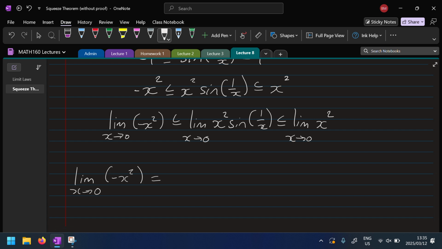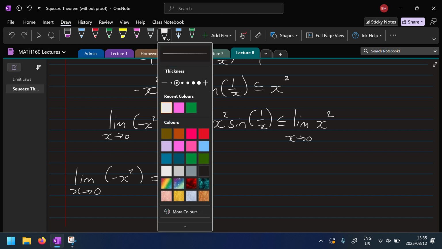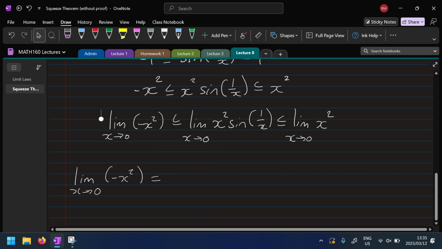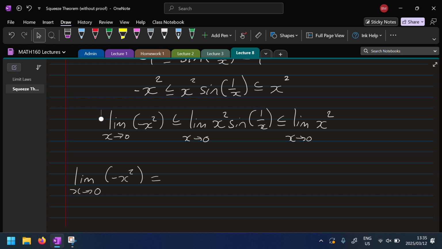So let's check. So we've got the limit as x goes to 0 of minus x squared. What's this going to be? Think of the picture. We're going to 0. What do we get? 0. Okay, if you're stuck, draw a picture if you need to. But if we got the parabola unshifted, the turning point is at 0. So when x goes to 0, the function goes to 0.